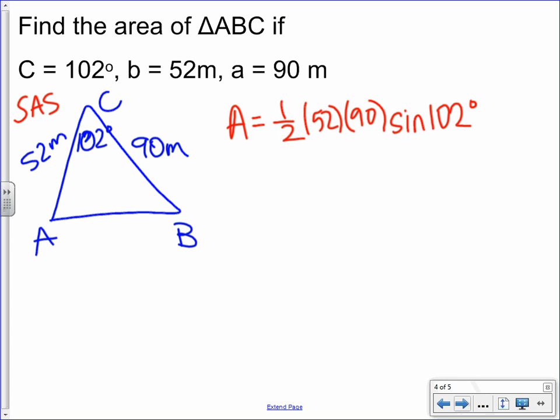Kyler, what is our area? 2,288.9. What would our label be? Meters. Square meters.